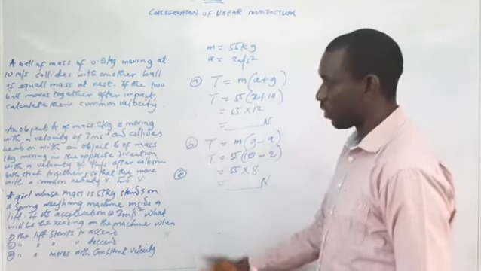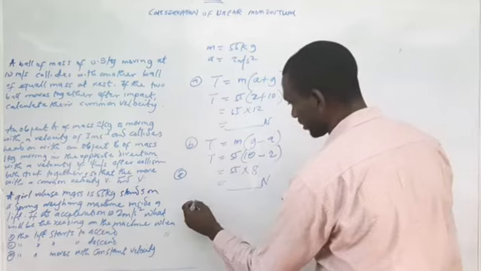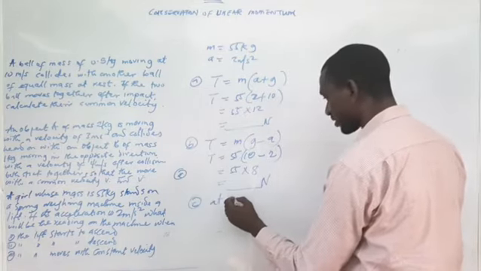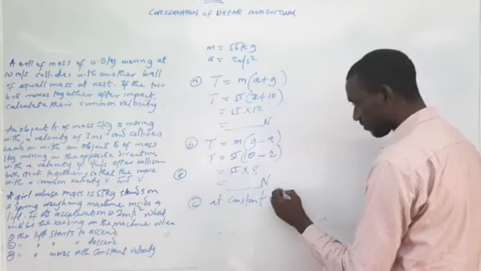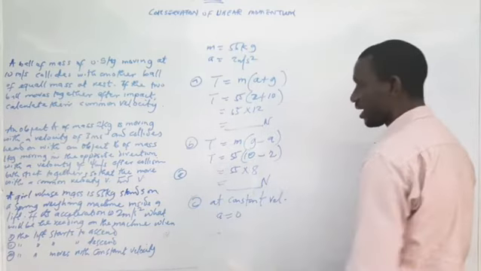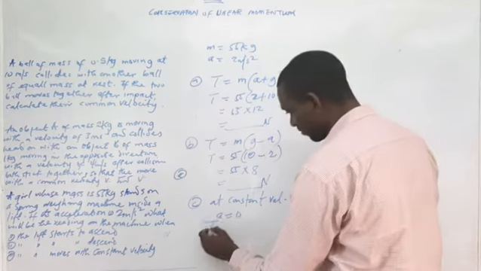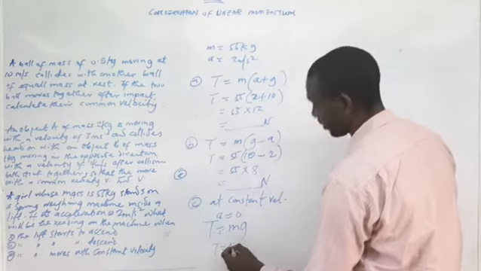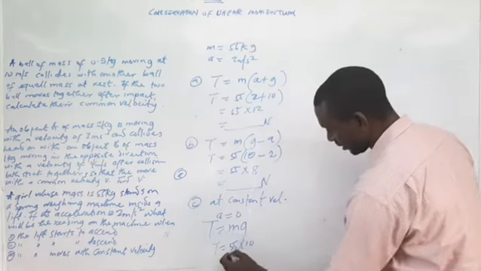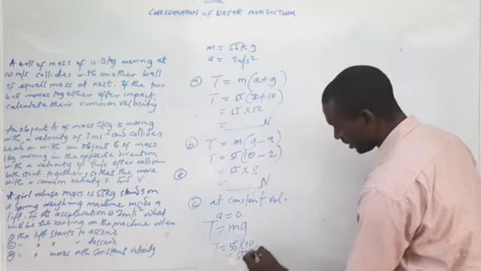And lastly, when it moves with constant velocity. At constant velocity, I have explained, what happens to acceleration? Acceleration equals 0. Therefore, your T equals what? Mg. So T equals what was your M? 55 times 10. That's your 550 Newton.